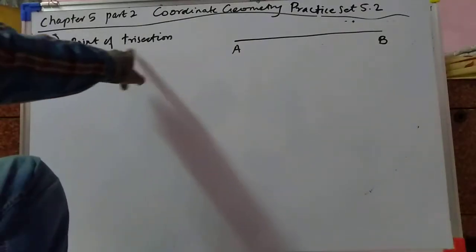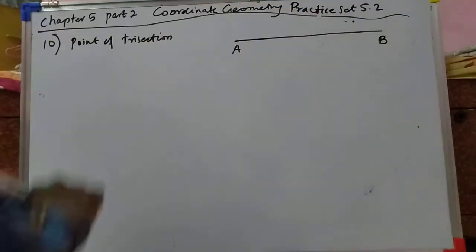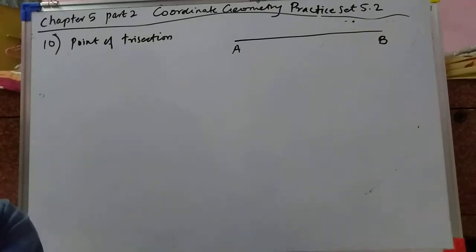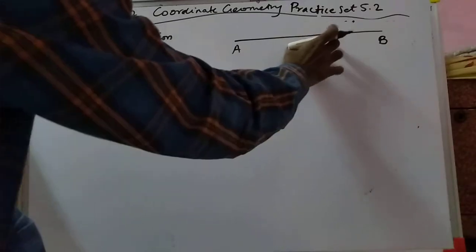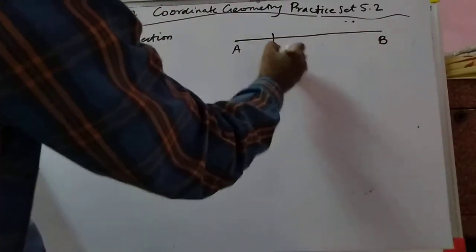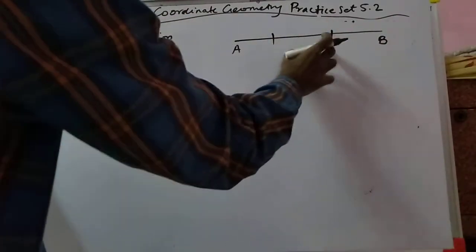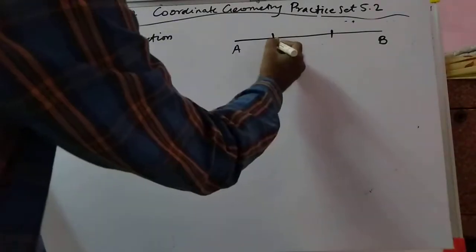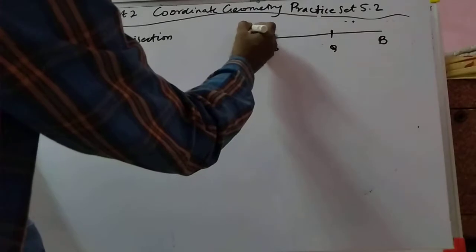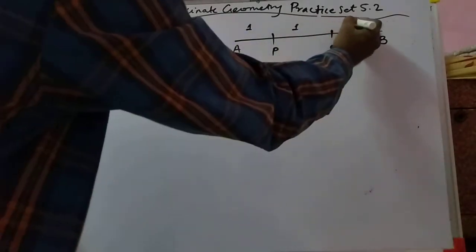Okay, 10th problem, we have to find the points of trisection. Trisection means you have to divide into three parts: 1, 2, 3 parts. So take them as P and Q. And each part will be 1, 1, 1.